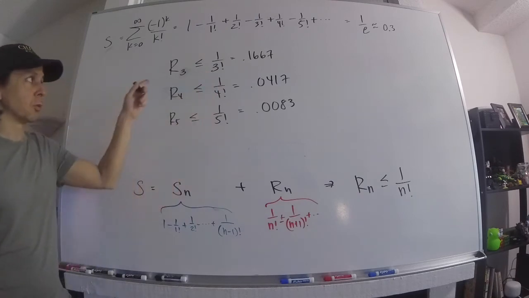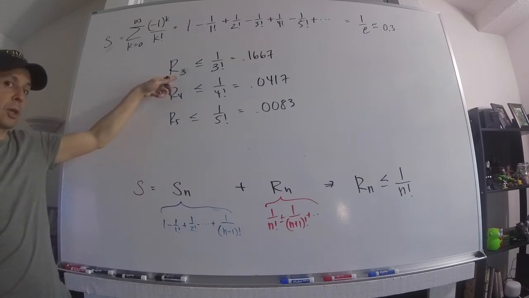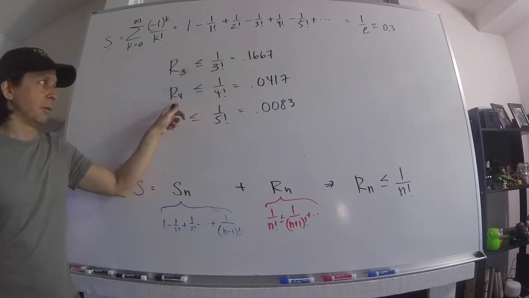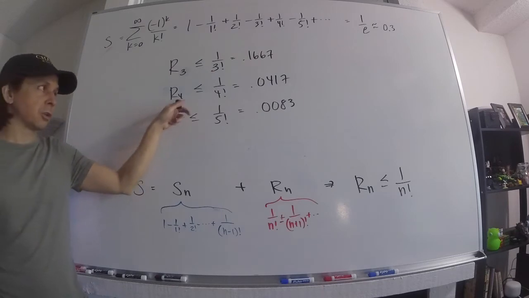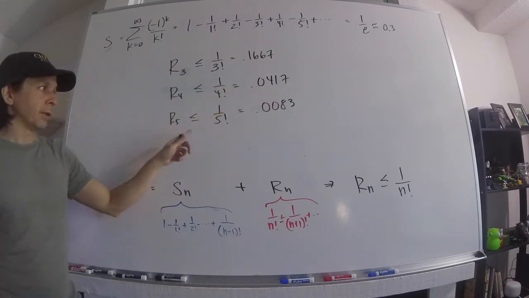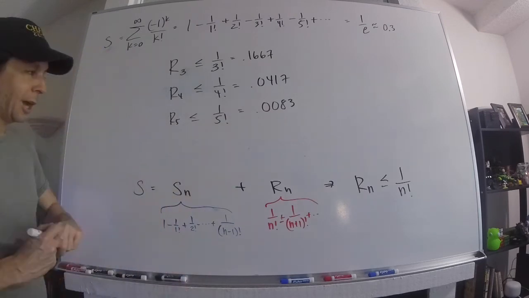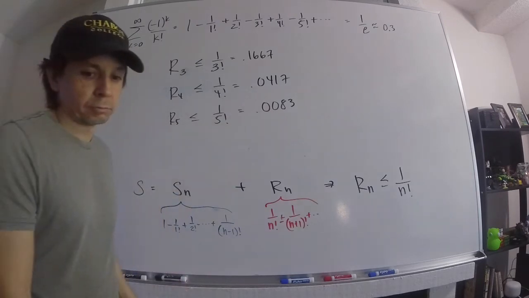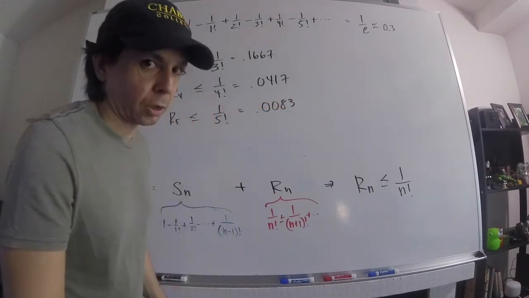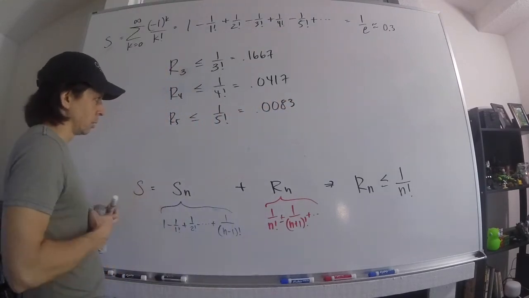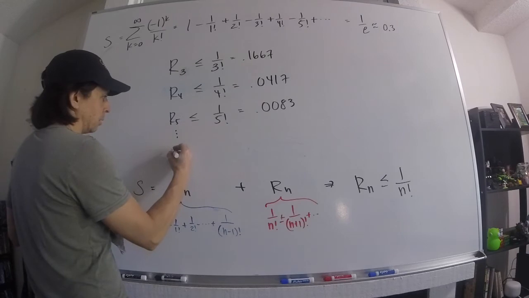And what I'm using those for is knowing that the error, if I use S3 as an approximation, is less than that. If I use S4 as an approximation, my error is going to be less than that. And the more terms I use, the smaller my error is going to be. I want it to be under 1/10,000. So let's just go dot, dot, dot.